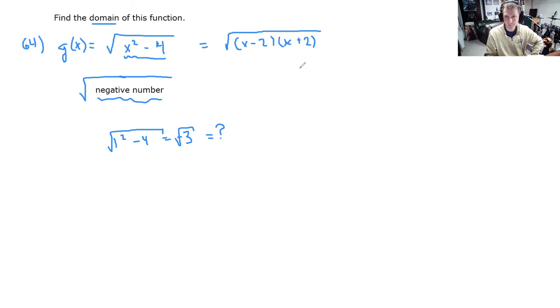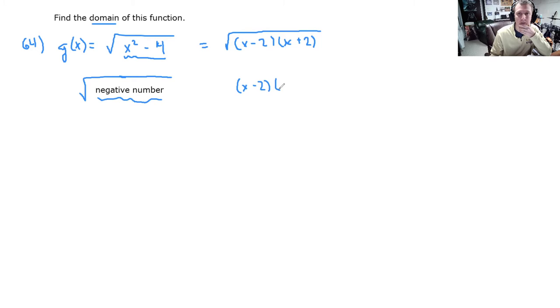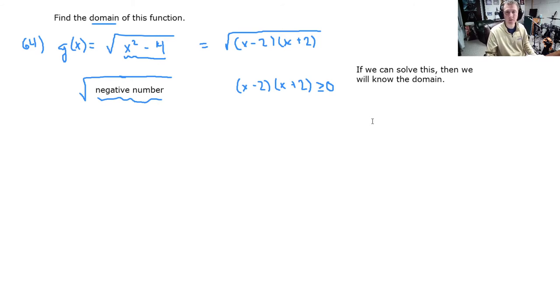So to answer this question, what's the domain, we really need to answer this question. Oops. This one. Sorry, I clicked on another window. We need to answer this question. Where is x minus 2 times x plus 2 greater than or equal to 0? Right, if we can solve this, then we will know the domain. Just because if we find out all these numbers that make this product positive, well, then we know all the numbers we can plug in to have a positive result under the radical sign.